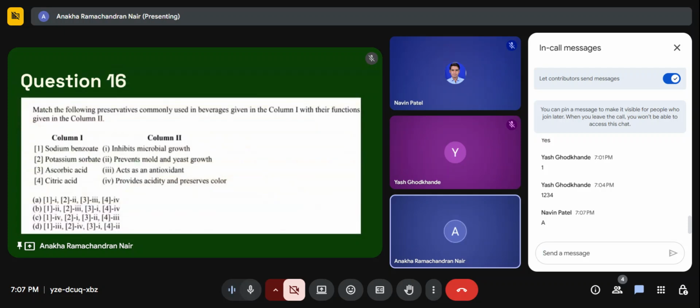So question number 16 is again a match the following. You have to match the preservatives commonly used in beverages, which is given in column 1, with their function given in column 2. So what do you think the correct answer is? Try matching one or two which you are very sure about, and then from the options given, see which of these match the two that you know of. It will make guessing the rest, in case you don't know the answer, much easier.